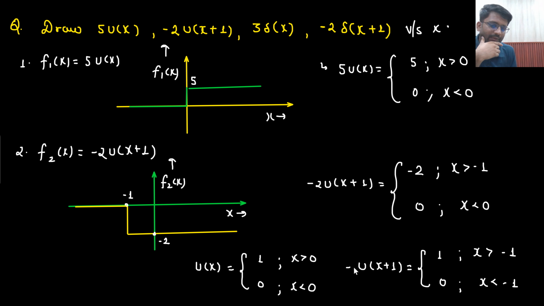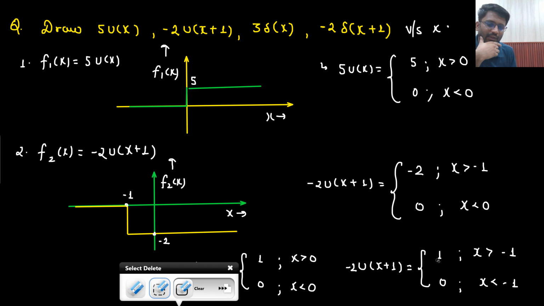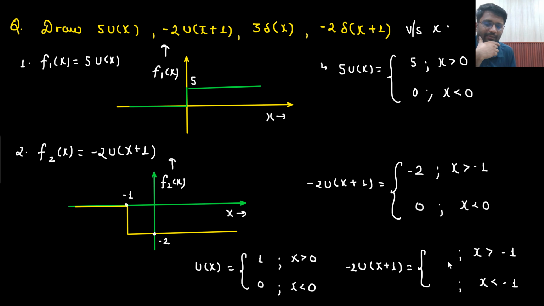And if I multiply with minus 2, then the amplitude will be multiplied with minus 2. So 1 multiplied with minus 2 will be minus 2, and 0 multiplied with minus 2 will be 0. There you go. So minus 2 u of x plus 1 will be equal to minus 2 for x greater than minus 1, and 0 for x less than minus 1. This is how we can draw the graph, or define it. We know the shifting as well.